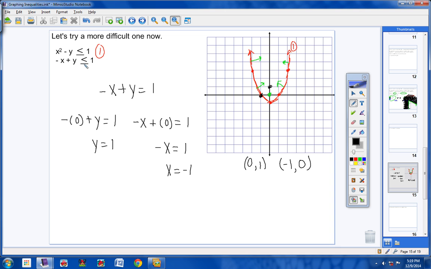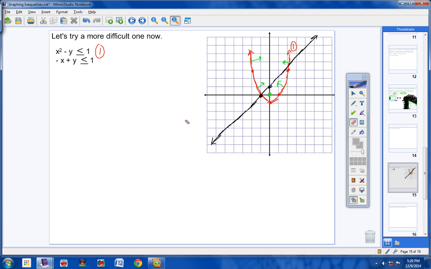Okay? Now, will it be a solid line or not? Look right here. Yes, it will be, because I have an equal sign here. So yes, it will be. So go ahead and draw your solid line. There we go.